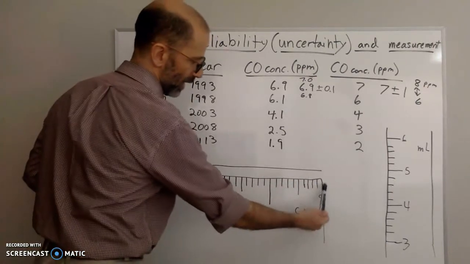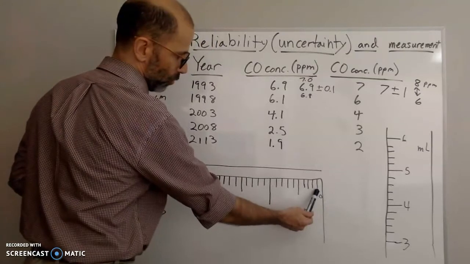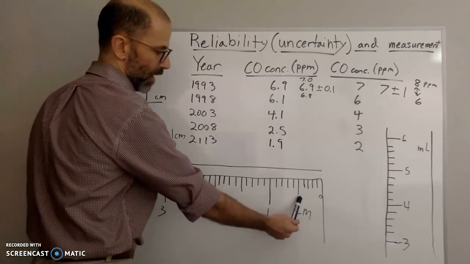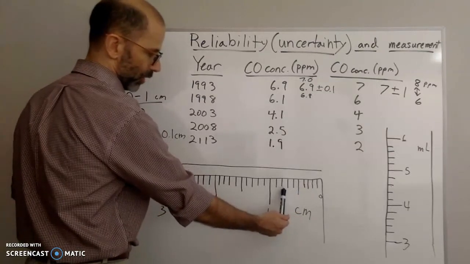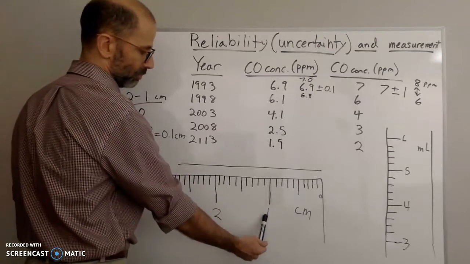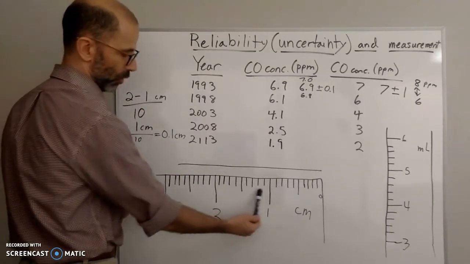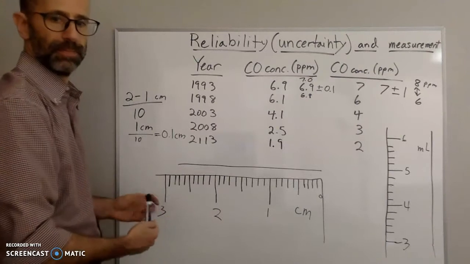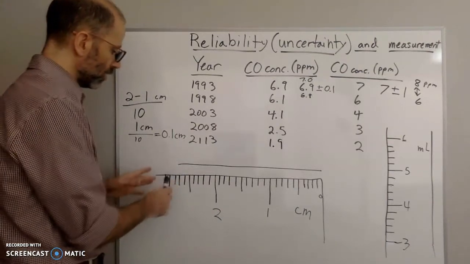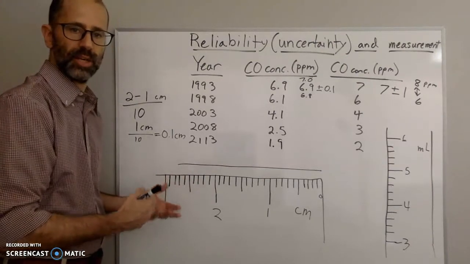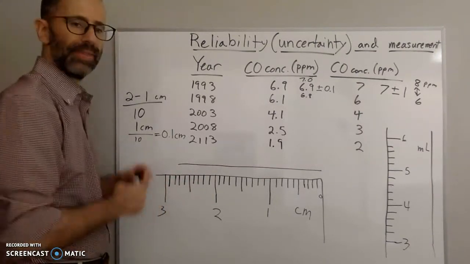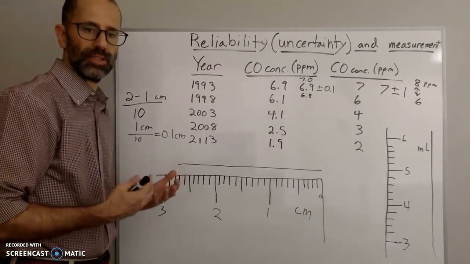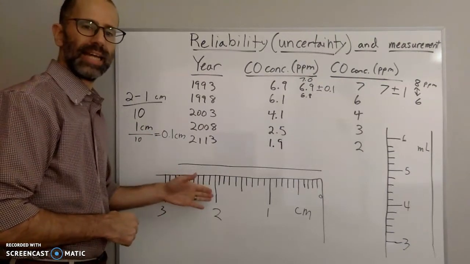So if I start at this line here, 0, this line is 0.1, and then 0.2, 0.3, 0.4, and then I have 0.5, 0.6, 0.7, 0.8, 0.9, and then 1. And anything in here is going to be 0.1 after the 1. So 1.1, 1.2, 1.3, and so on. Now that I know that each line represents a tenth of a centimeter, that is going to give me my certain digits. Any line gives me certitude.